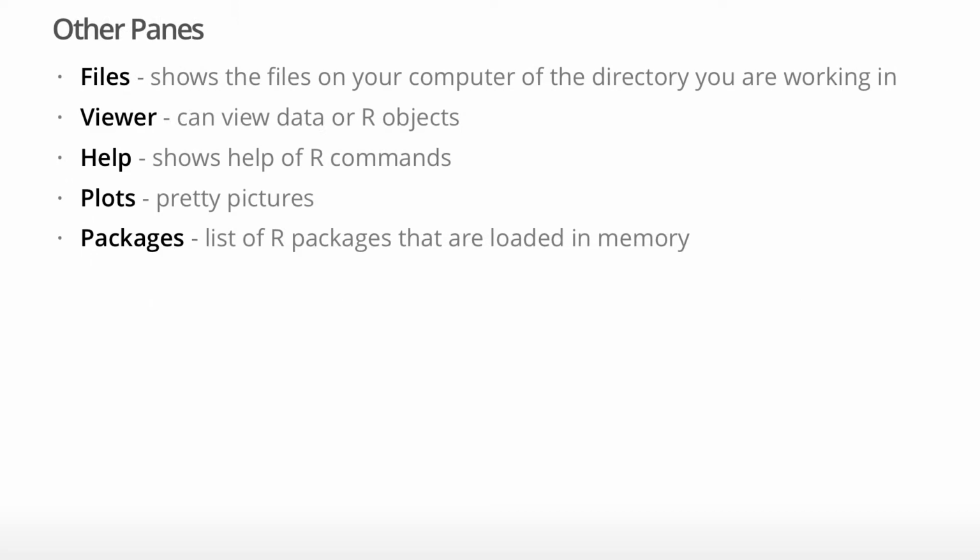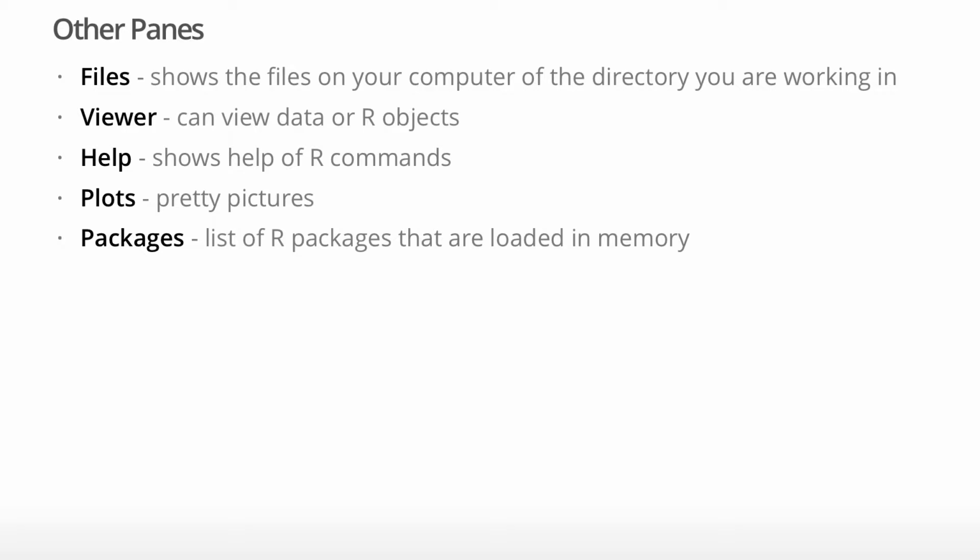There are other panes that we don't talk about too much because we don't use them as frequently. Files shows the files on your computer in the directory you're working in. If you ran a piece of code that says read in this data set, and it says that data set's not there, you can double check whether it was a typo in the name of the file.